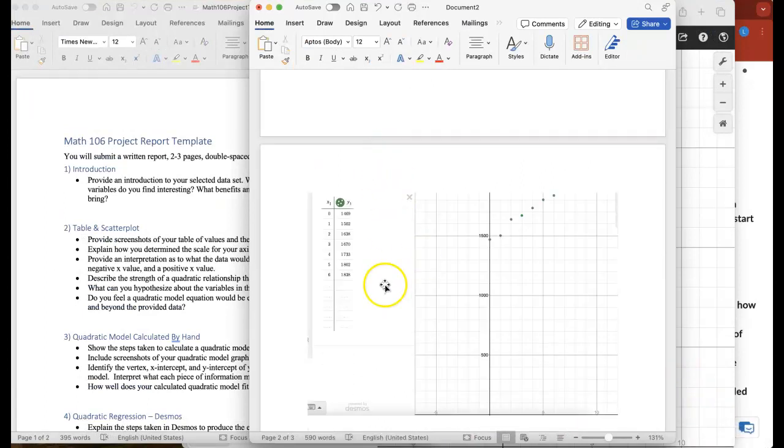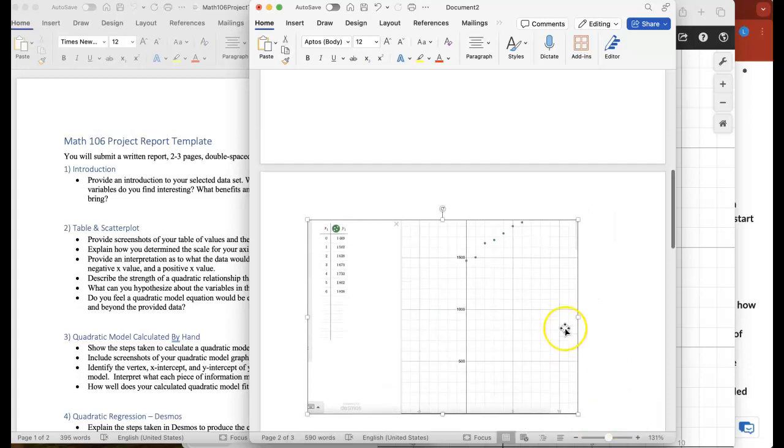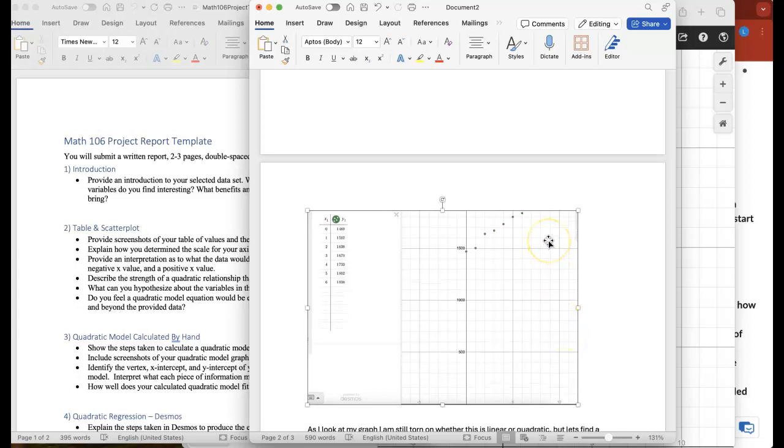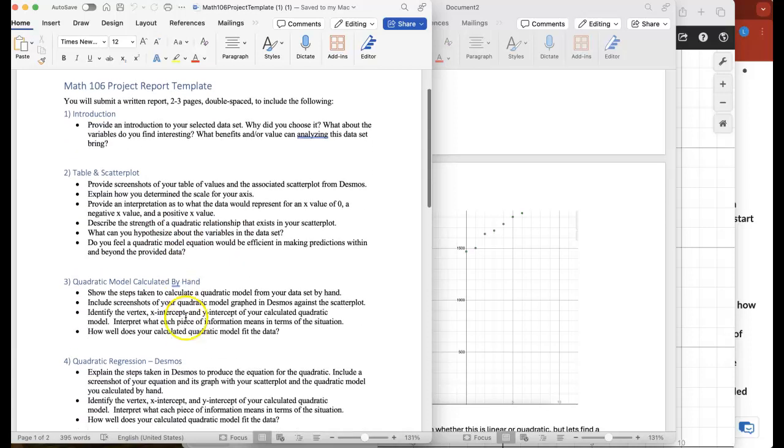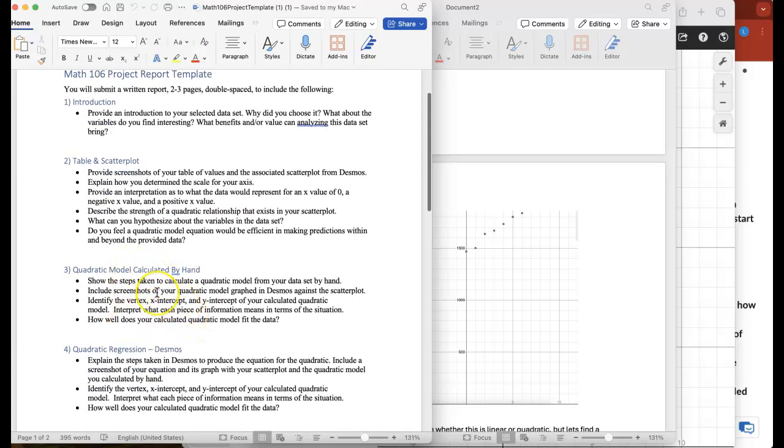So you can take it, and maybe you can make it bigger or smaller. But as I said, I have a Word document. I use a Mac, so my functionality will be a little different from yours. So then you're going to go back. You're going to tell me about your screenshot and all about that. And then you're going to do your quadratic model by hand.